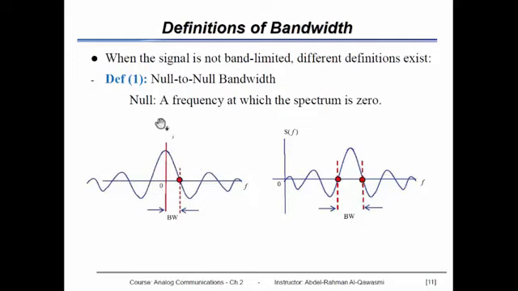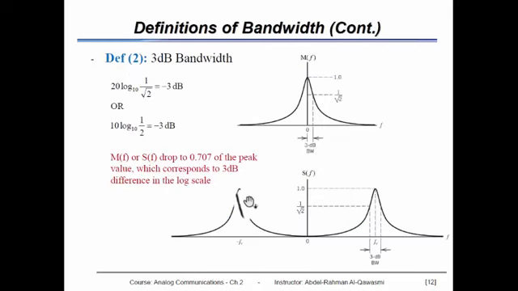For example, we have M of f, of course, in the frequency domain. This is our bandwidth from 0 to the first 0, or from here, from 0 to the other 0, which means this is one of the ways to define the bandwidth.